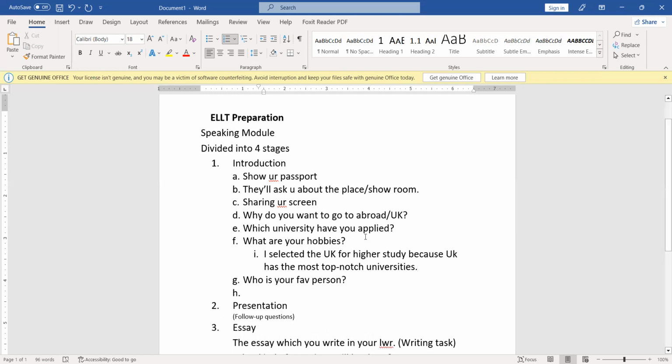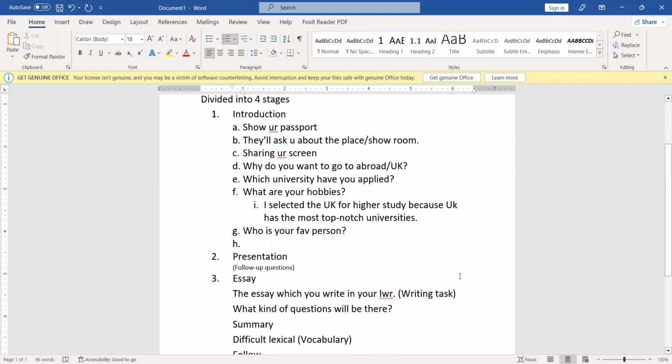If the examiner asks me about a favorite personality, can I tell about my father or any specific person? Obviously, any personality, any person about whom you know. They're just checking the command that you have over a language. So you could talk about anyone. If they ask you about the UK, you could say that I selected the UK for higher study because the UK has the most top-notch universities. And as we know, people belong to different cultures and traditions, so everyone can experience different cultures and can get quality education in the UK from world-class leading experts.